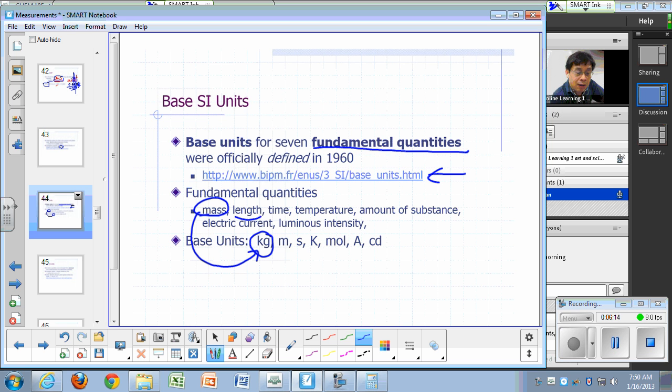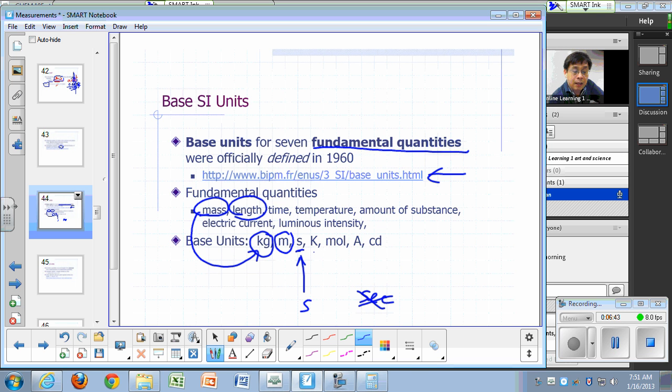It also defines length, which is another fundamental quantity, and for that quantity it defines the base unit as meters. These are all official abbreviations for the units. kg is kilograms, m is for meters. s is the official abbreviation for seconds. It's not sec. That's how you do it, I believe, in the metric system. It's just plain s in the SI system.